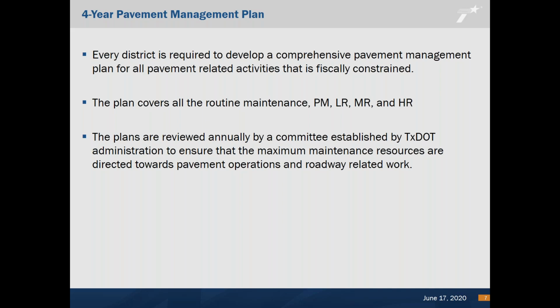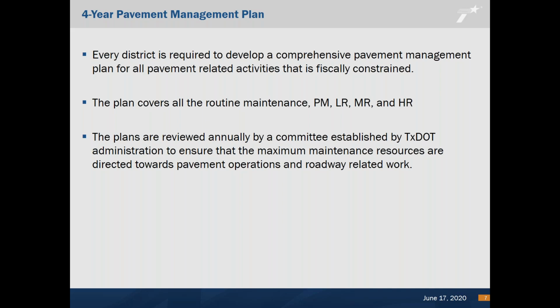This plan is reviewed annually by a committee established by TxDOT administration to ensure that maximized maintenance resources are directed towards pavement operation and the roadway-related work. During these review meetings, the district's performance trend is reviewed, the plan is reviewed, and also feedback is given to the district. We just finished this year's 4-year plan review meetings.